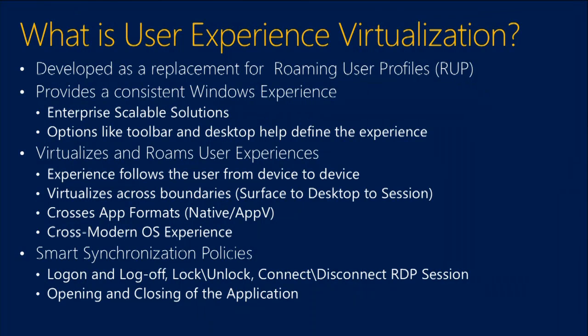Another thing that's great about UEV is the smart synchronization policies. We sync at key events: log on, log off, lock, unlock, connect, disconnect. And it's rapid, and we leverage the kernel through a filter driver to make that happen. The emphasis is that previously with roaming profiles, everything was loading up at the beginning. Now the big difference is that UEV reads and writes locally, and the synchronization happens in the background. So it gives you a much more efficient experience when you're entering a product.